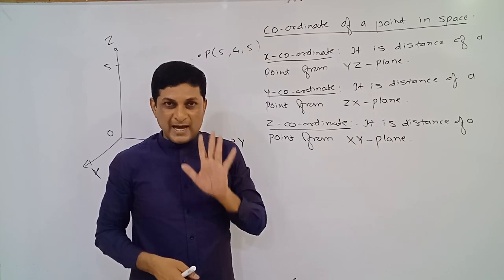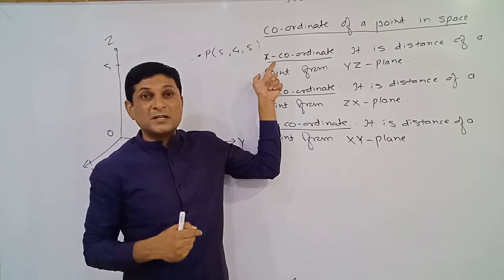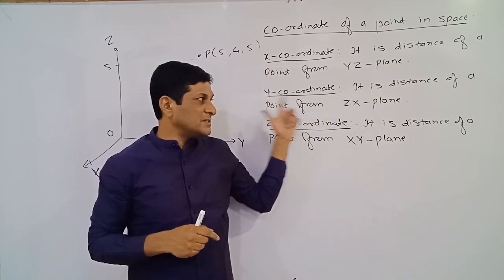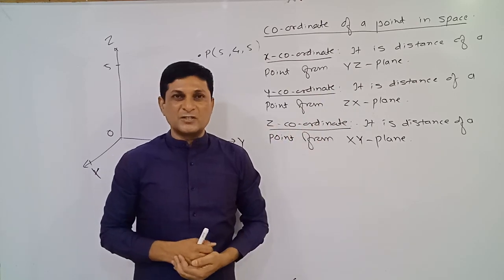If the point lies in space, its x coordinate represents the distance of that point from the yz plane. Similarly, y coordinate is the distance from the zx plane and z coordinate is the distance from the xy plane.